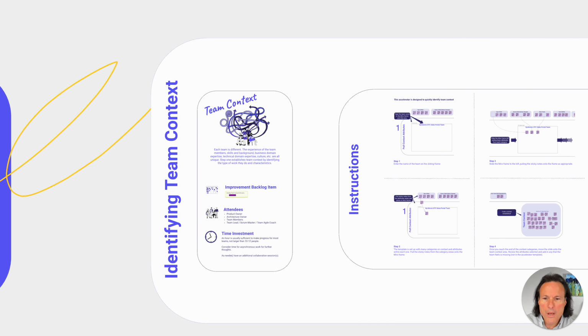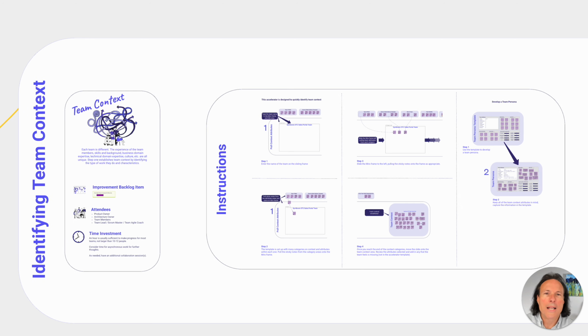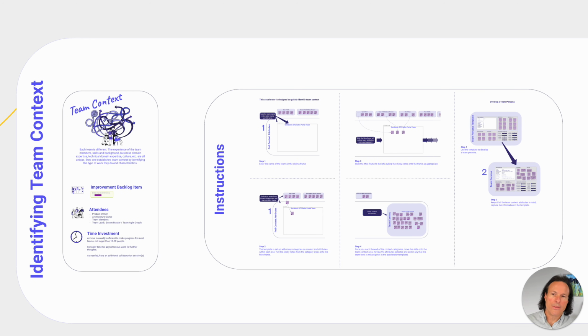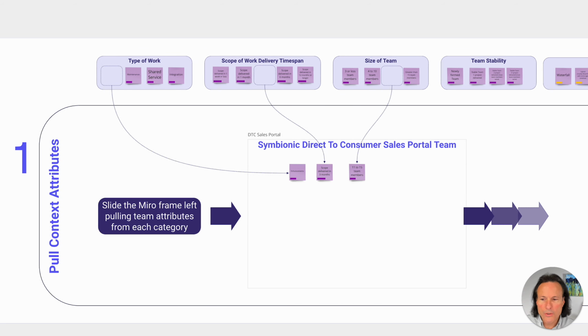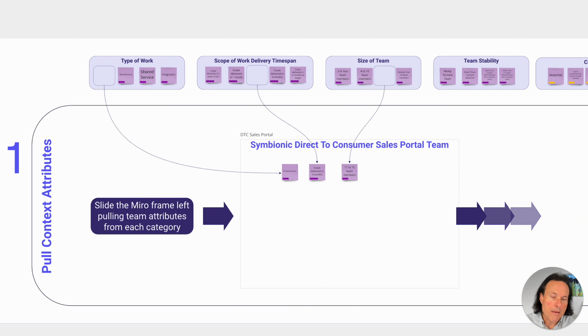And what we have is a number of adoption accelerator templates, and this is an example of one of them. So our templates have instructions on how we use the template and a bit of context on what we're trying to accomplish. And what we start with is a team and looking at the types of work and the types of attributes that they've got. So is this a team that's working on enhancements, or is this a team that supports maintenance work? Is it a shared services team?